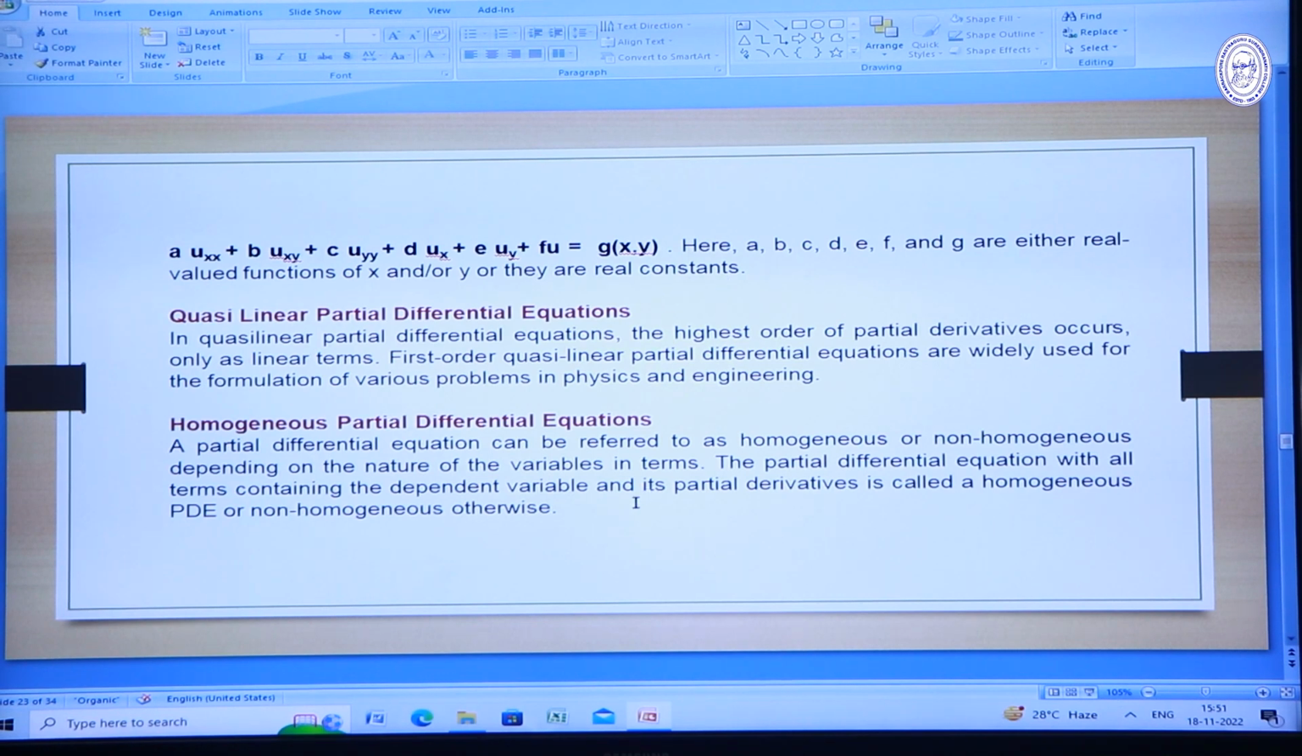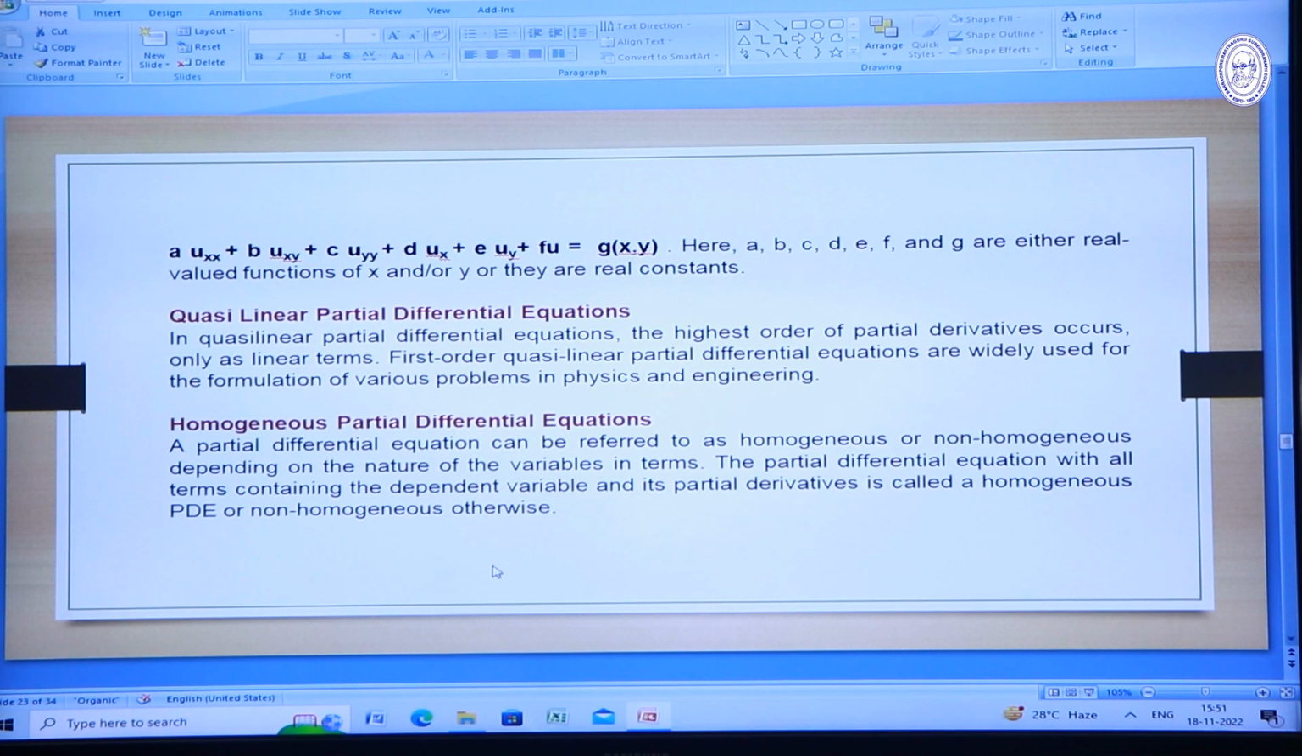Cauchy linear partial differential equation. In a Cauchy linear partial differential equation, the highest order of partial derivatives occurs only as a linear term. First order Cauchy linear partial differential equations are widely used for formulation of various problems in physics and engineering.